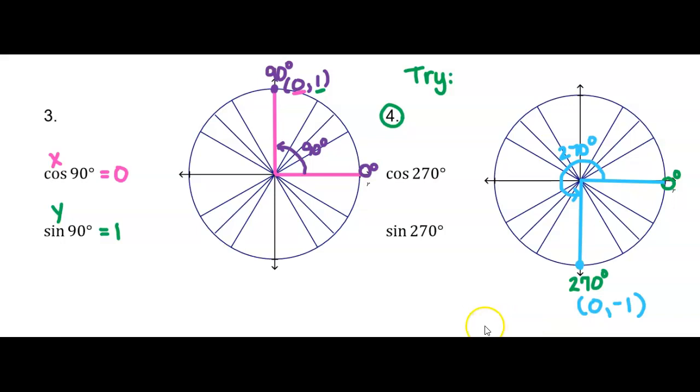So what would be our cosine for this angle? Well, if you said 0, you'd be correct because, again, cosine is our x. And then sine should be negative 1 because that is the y coordinate of our rotation.